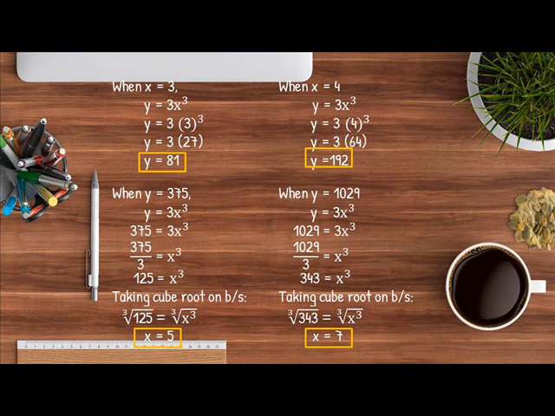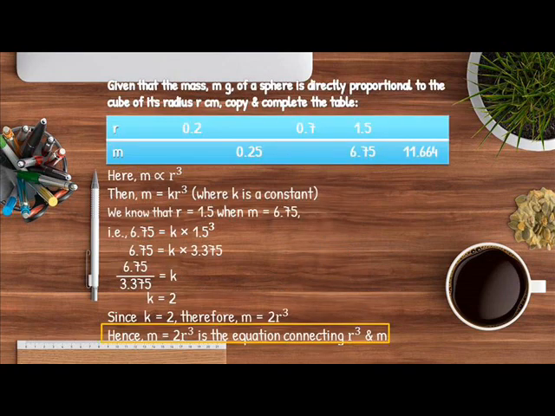This is the last question, that is given that mass of a sphere is directly proportional to the cube of its radius. Copy and complete the table. Here 1.5 against 6.75 is the only piece of information that is complete. All the other values are missing. When the values of r are given, the values of m are missing, and when the values of m are given, the values of r are missing. Well, we will simply make use of the known values to find the unknown values.